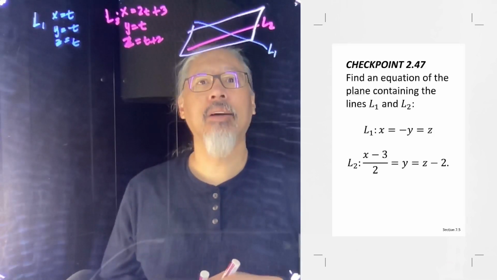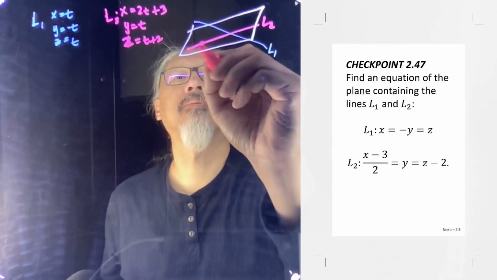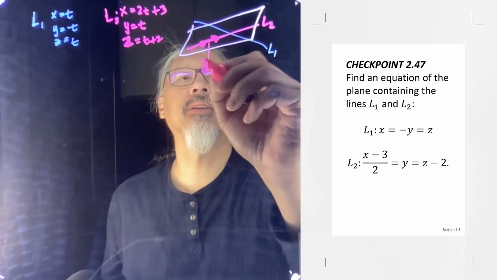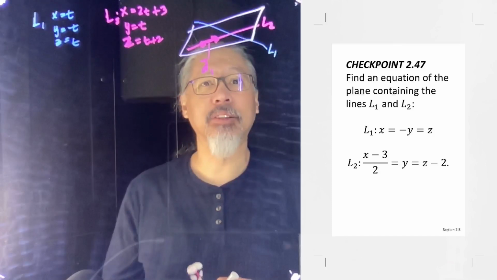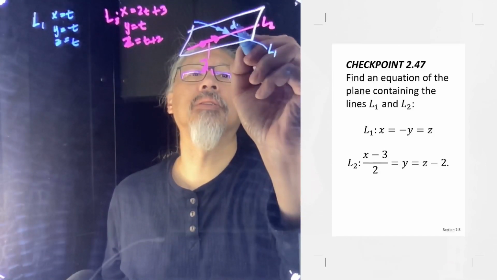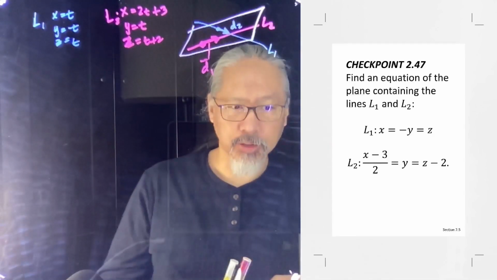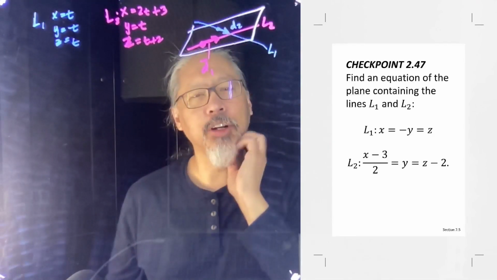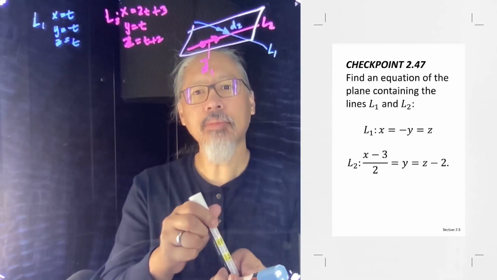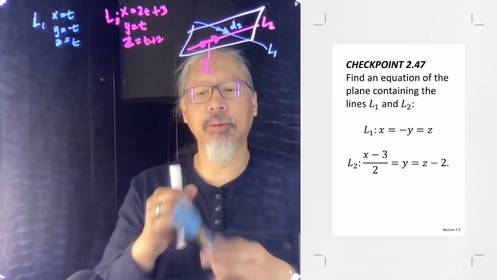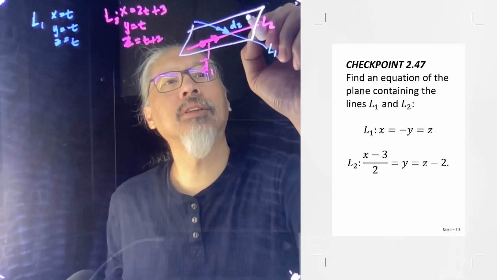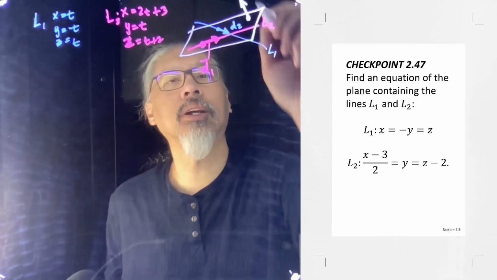Well, these two lines have direction vectors. Let's call that direction vector D1, and the other one has a direction vector we'll call D2, and those direction vectors are flat on the plane. So if you have some direction vectors that are flat on the plane, if you cross them, you're going to get a vector that's perpendicular to both of them. So that is going to be one of the important things that we need from an equation of a plane.